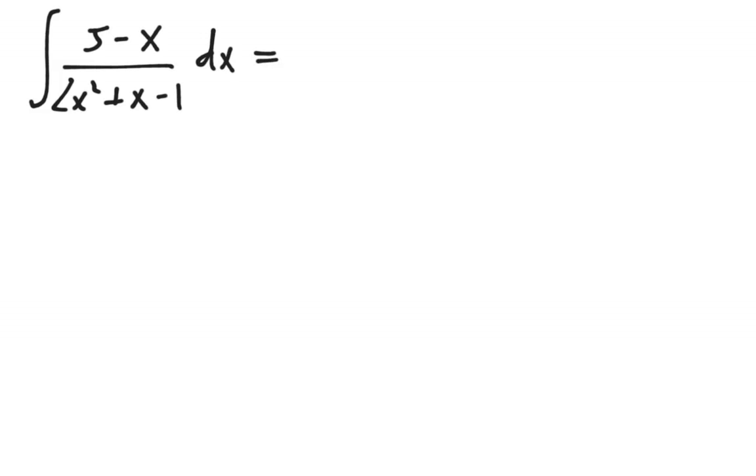Let's take a look at one more example, and this one will have a variable on the top. So let's see what we can do with that. So let's say we have the integral of 5 minus x divided by 2x squared plus x minus 1 dx. The first thing you want to do is check for u sub. Can we do u sub? No. Great. Move on.